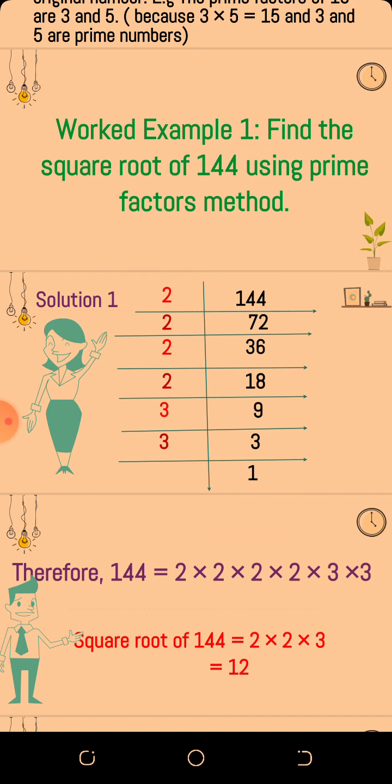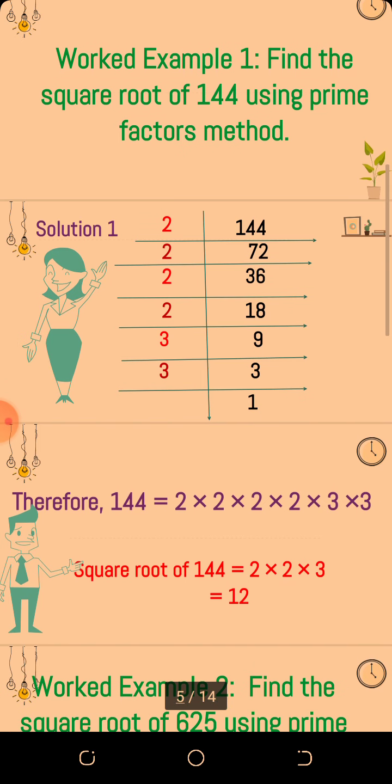In order to find the square root of a number using the prime factors method, we are going to start with the least prime number. If 2 can go in the given number, we are going to use 2 to divide it. But otherwise, we will pick the next prime number, which is 3. If 3 can go in the number, we use 3 to divide it. If otherwise, we pick the next prime number, which is 5. If 5 can go in the number, we use 5 to divide it. But otherwise, we pick the next prime number, which is 7, and so on.